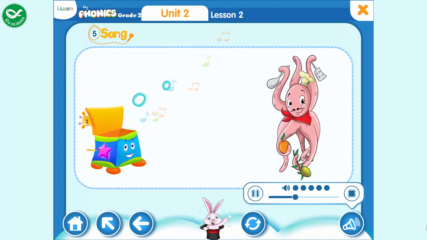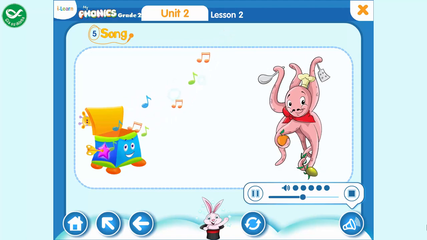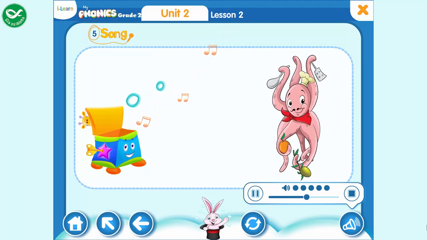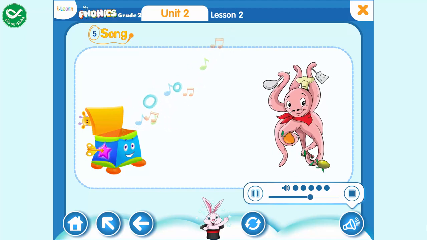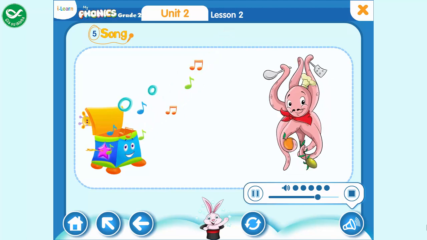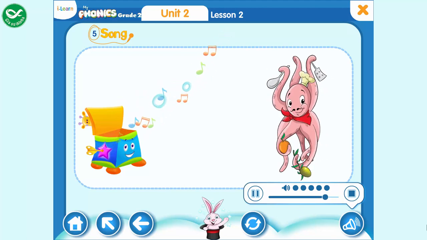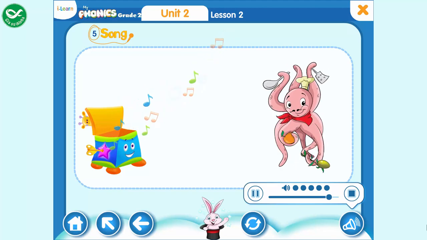With an olive just for you. This is Mr. Octopus. This is Mr. Octopus. With an orange just for you. This is Mr. Octopus.